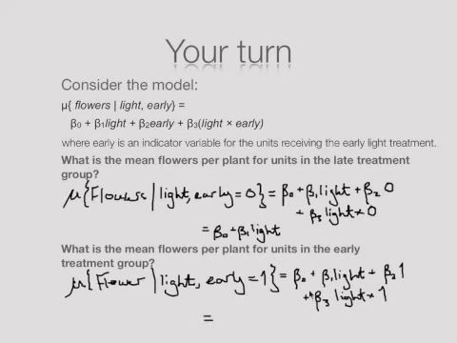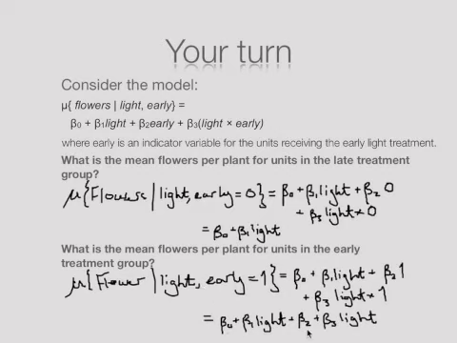And then we want to multiply things out. We have a beta 0 plus beta 1 times light. A beta 2 times 1, it's going to give us a beta 2. And our light times 1, that just gives us light back. So we also have a beta 3 times light. Okay, so that's enough to give us the mean flowers per plant for the units in the early treatment group.